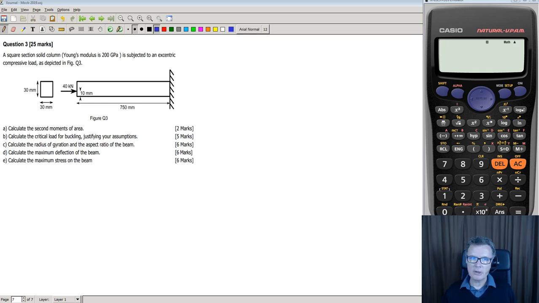Okay, question 3. It's a buckling problem, and what we've got to do: you've got a square section column, 200 gigapascals Young's modulus, subject to eccentric compressive loading, shown in figure 3, because that's been displaced by 10 millimeters off the edge. Calculate the second moment of area.